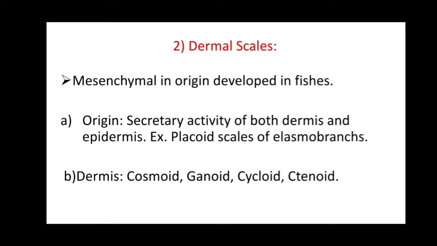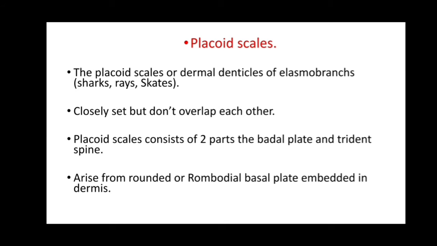So, the origin is the secretory activity of both dermis and epidermis, for example the placoid scales of elasmobranchs. So, the origin of placoid scales is both dermis and epidermis. The dermal origin non-placoid scales are cosmoid, ganoid, cycloid and ctenoid scales. So, now the placoid scales. Placoid scales are also known as dermal denticles of elasmobranchs.